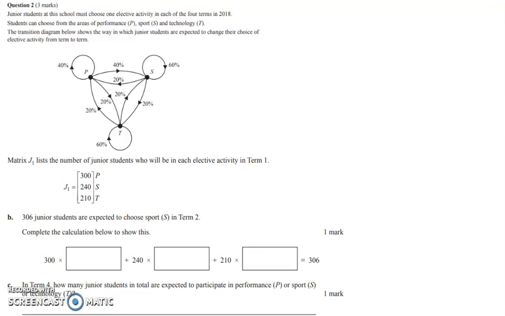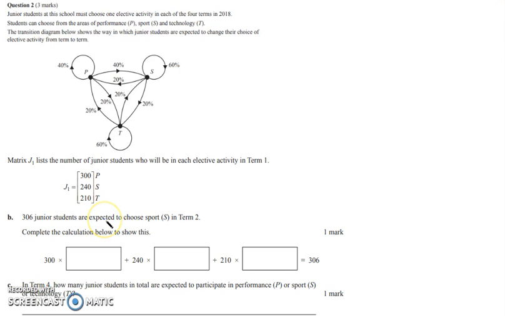Hi there, this is a question from the 2017 Exam 2, question 2, B and C in the Matrices module. We've been given a transition diagram showing the percentage changes of students choosing activities of performance, sport and technology. The transition diagram shows the way in which the junior students are expected to change their choices of electives for the next term. So this part, we're going to look at B and C.